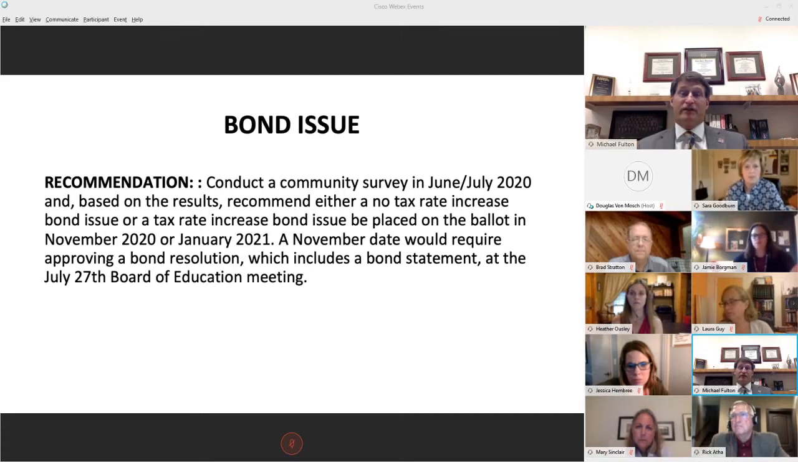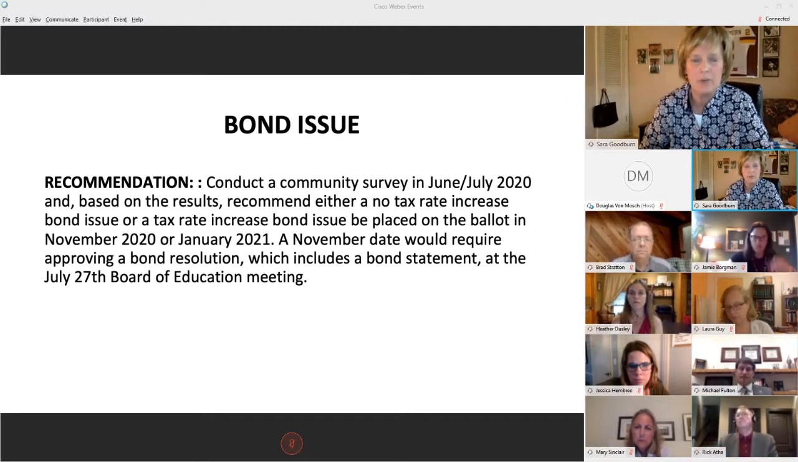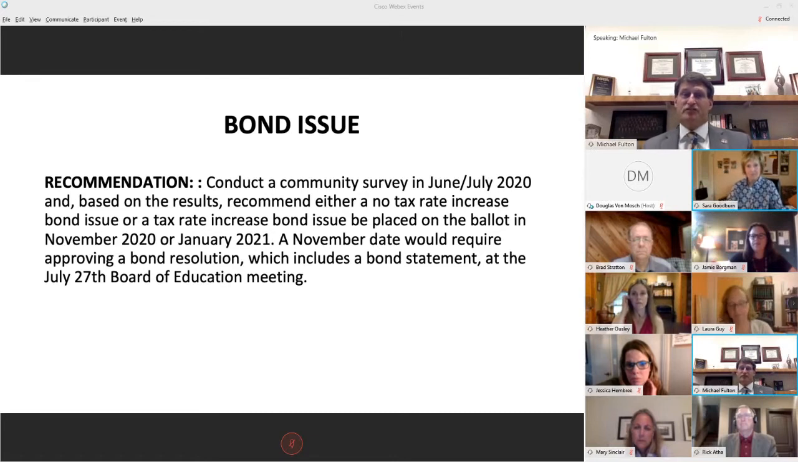Right. And I remember too, there's a cost associated with holding these elections. In November, we would split the cost, obviously, with a bunch of different people. In January, if we did our own mail-in ballot, it would be all on our shoulders, correct? That's exactly right. Okay. In fact, I don't believe there is a cost in November. Dr. Aiken, is that accurate? That is correct.